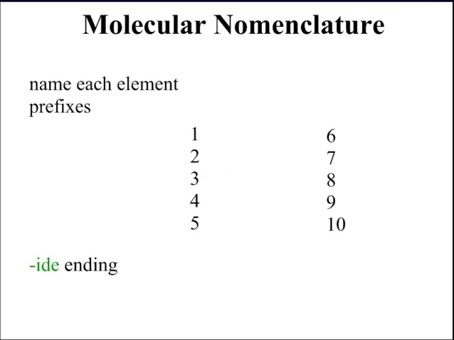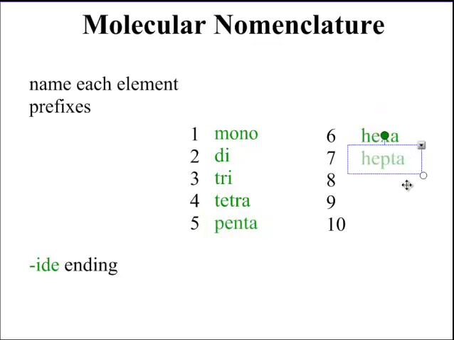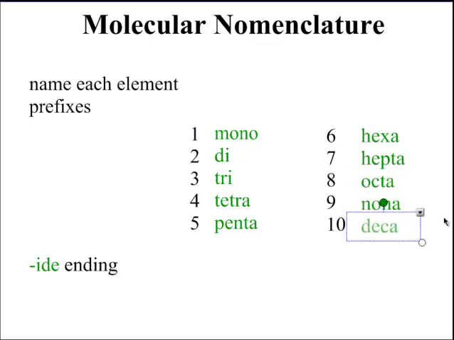Naming molecular compounds, then, entails naming each element, the proper prefix added, and then using the IDE ending. Make sure that you know the prefixes for 1 through 10, and make sure you can spell them correctly. The prefix for 1 is mono, 2 is di, tri, tetra, penta, hexa, hepta, octa, nona, and deca. Again, make sure you know those 10 and make sure you know how to spell them correctly.